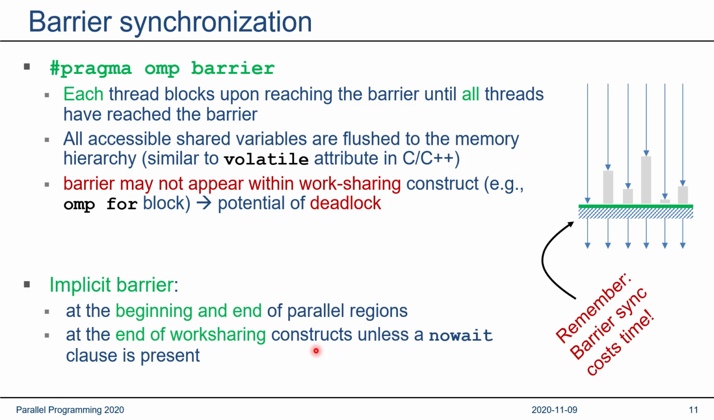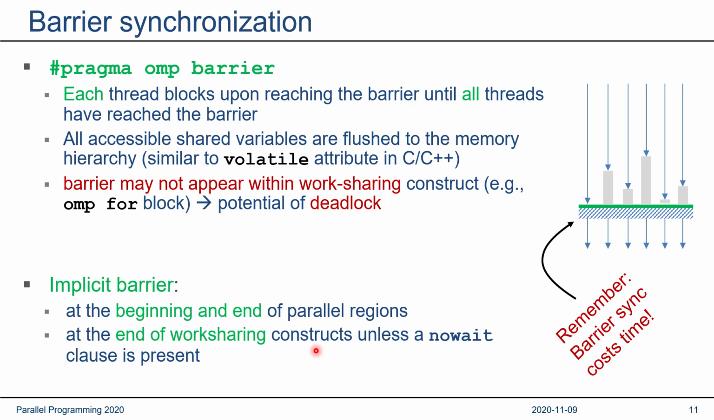Now, remember, a barrier is something that's usually implemented in software. Very few modern multi-core processors have hardware facilities for synchronizing threads. This may sound surprising, but that's how it is. So OpenMP barriers are implemented as software constructs. And this means if the number of threads is significant, then the cost for the barrier in terms of time, of cycles, could also be significant. So barrier sync costs time.